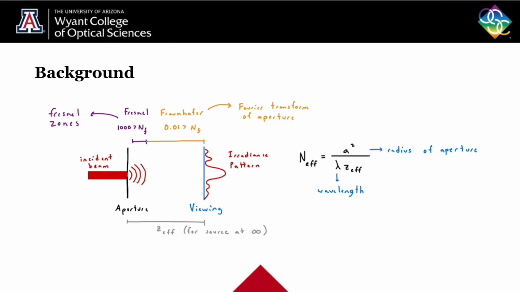As a quick background, diffraction occurs when light waves encounter an obstacle or aperture and spread out. The resulting diffraction patterns depend on the aperture size, the wavelength of the light, and the distance between the aperture and the observation plane. Here in this picture we have a circular aperture.